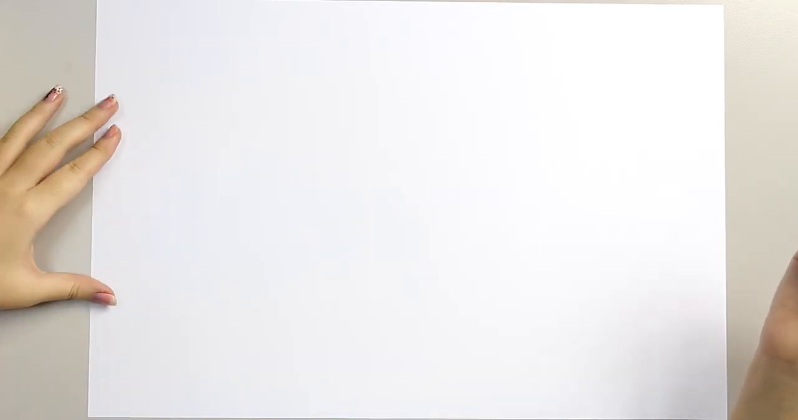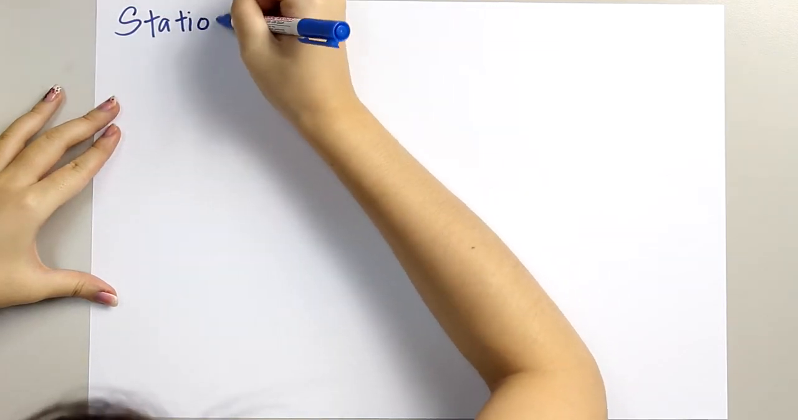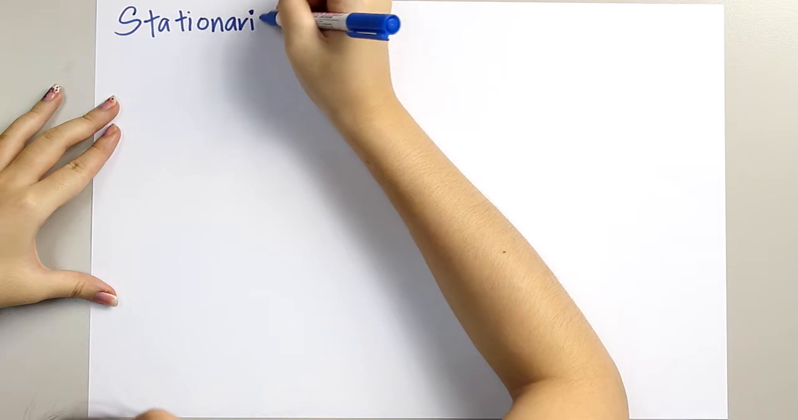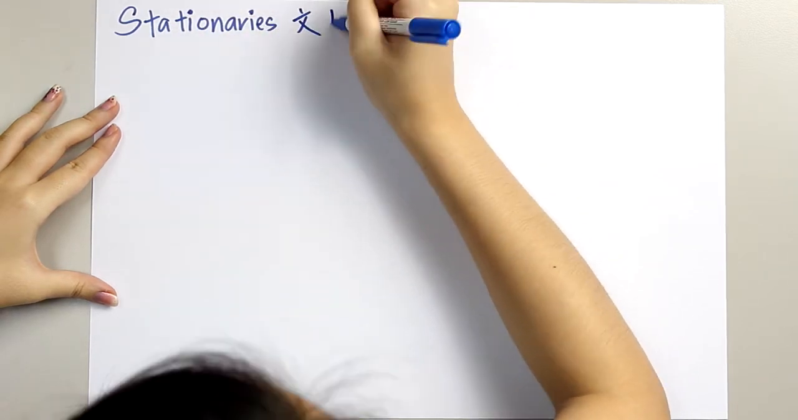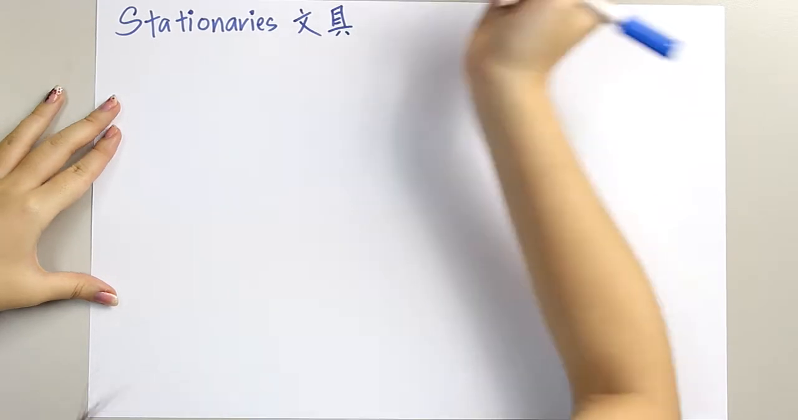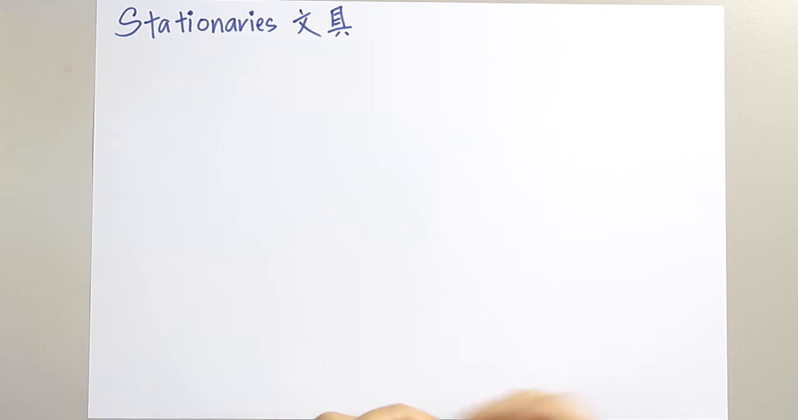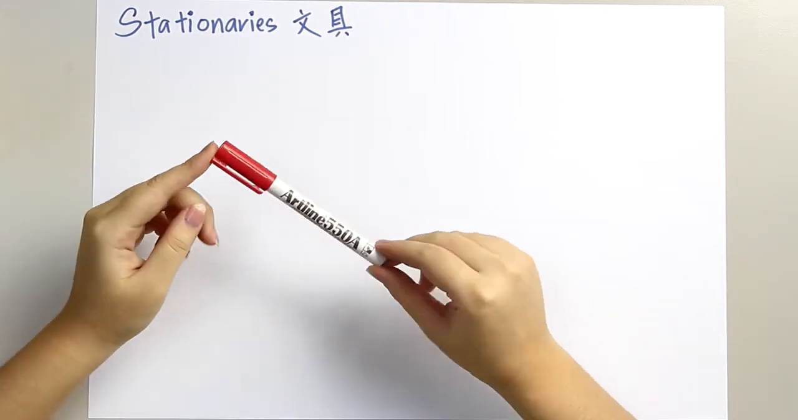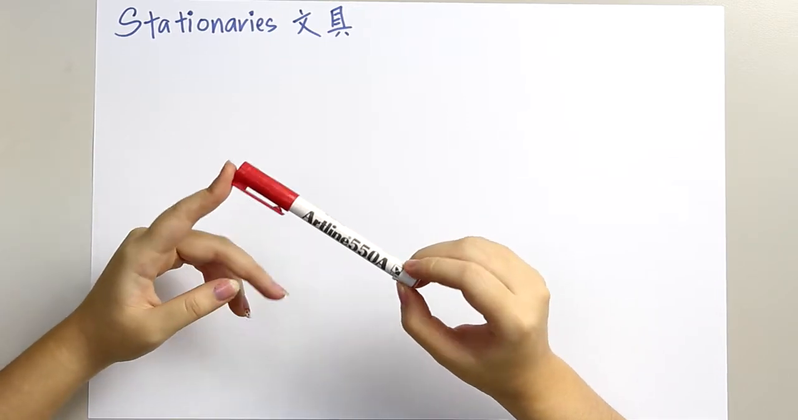For this episode, we will learn about stationaries. Stationaries in Chinese we call as 文具. So I will show you guys some examples such as this. As you can see, this is what I am using just now.